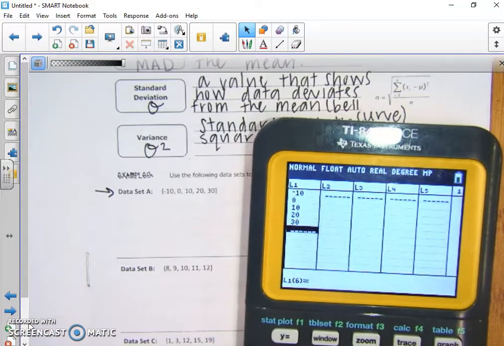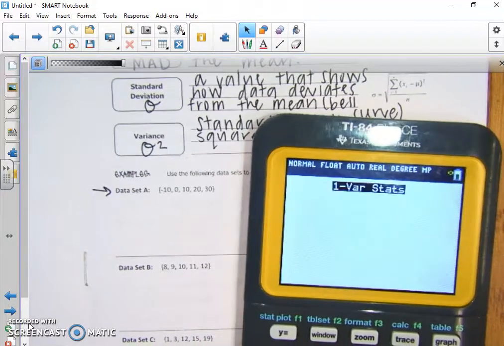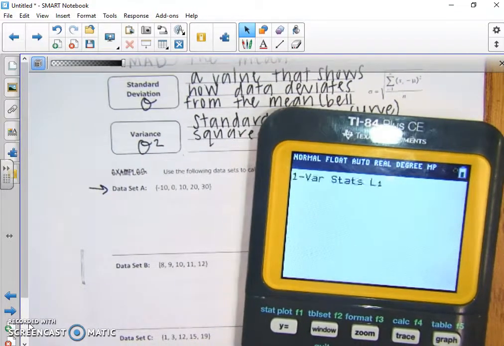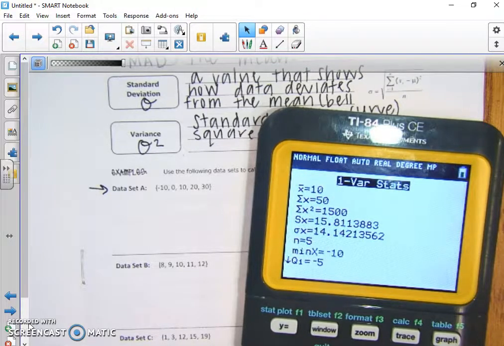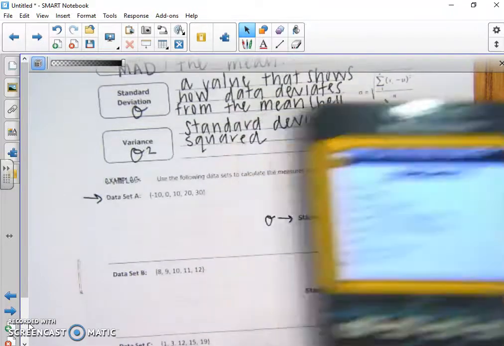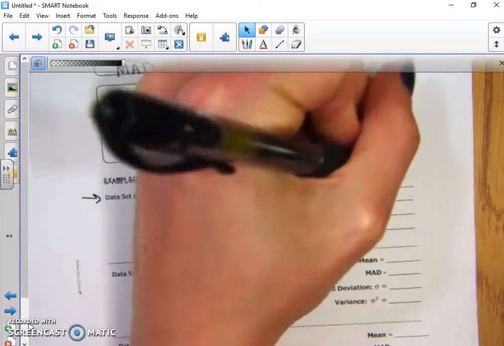Awesome. Okay, so from here we can calculate the mean. We go to Stat, Calc, and 1-Var Stats. We want L1. We're going to calculate it. So let's go ahead and find our mean. Our mean is x bar, so our mean is 10. So we can say the mean is 10.